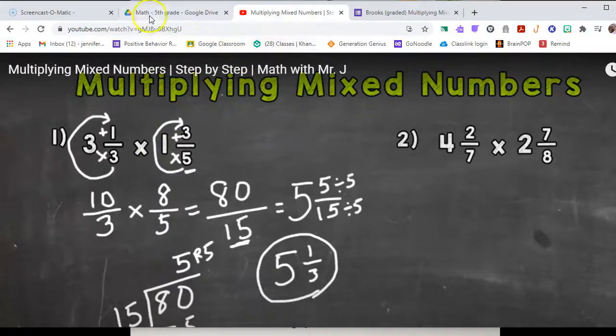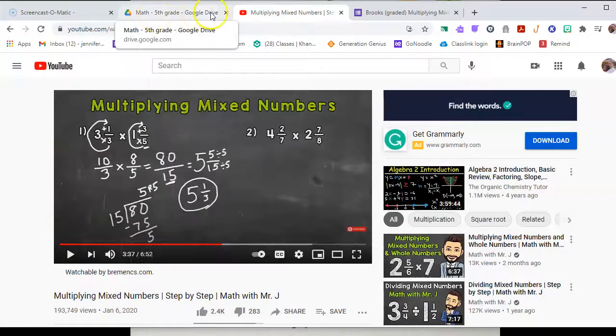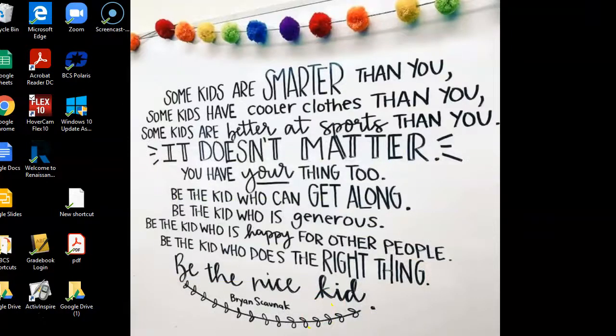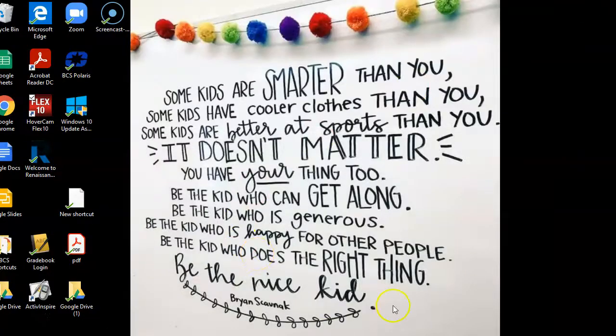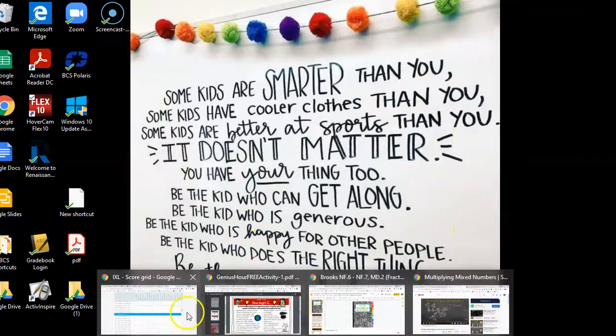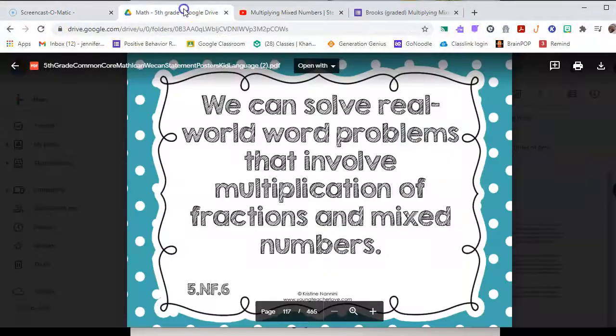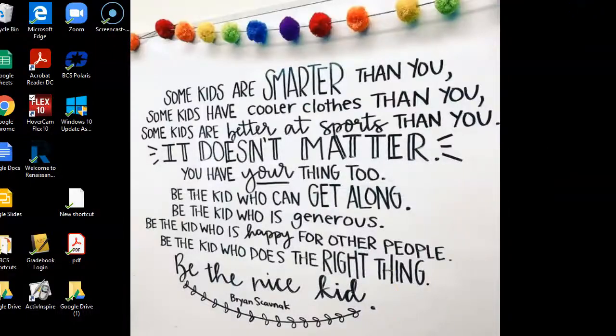Okay, that's what we're going with today. All right, so now we are going to move back to our worksheet for the day. I want to show you what you're going to be turning in to me today. We're going to take it back to our standard, which again was: we can solve real world problems that involve multiplication of fractions and mixed numbers. So now we're going to move into the real world problem side of it.